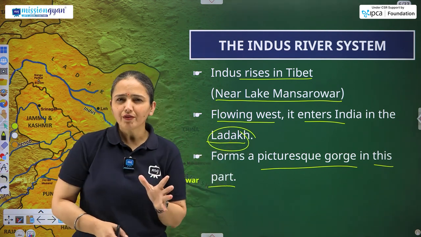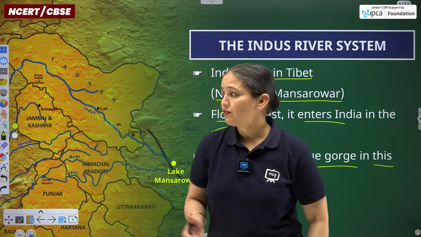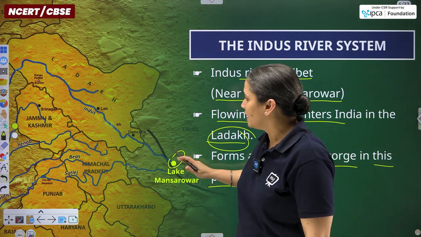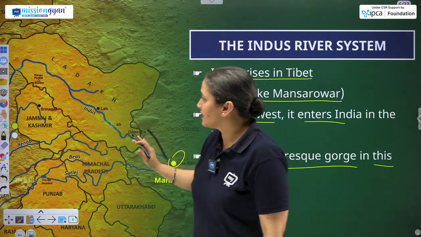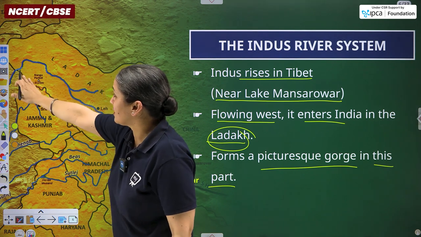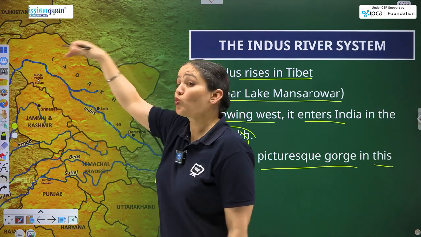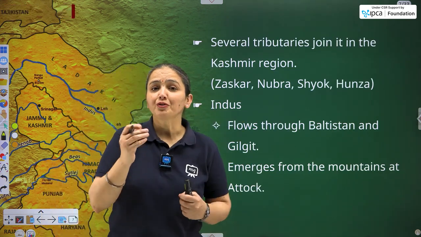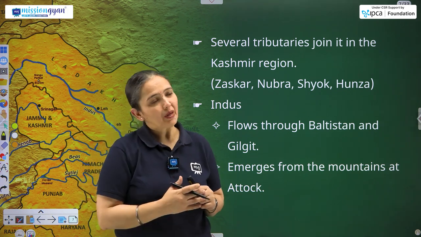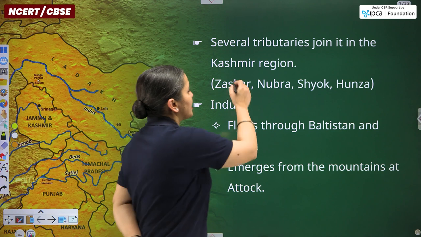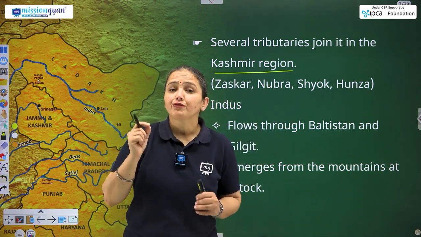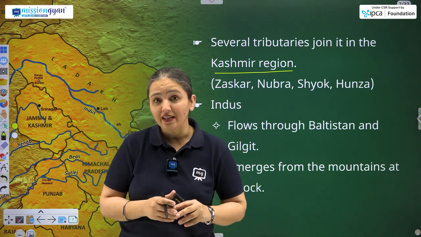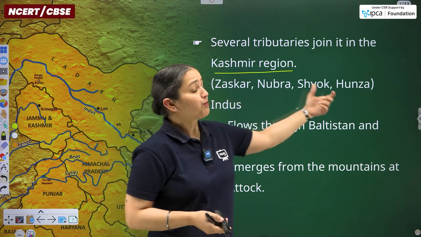That is the overview of the drainage system of the Indus river, and here is the map also. It originates near Lake Mansarovar, enters India from the Ladakh region, and passing through the entire Ladakh region, it enters Pakistan. So its flow is towards the west. Then several tributaries, which give their water inlet into the main river, join it in the Kashmir region. A bit of the flow of the Indus passes through the Kashmir region itself, and as it crosses the entire Kashmir region, it is joined by these major tributaries.